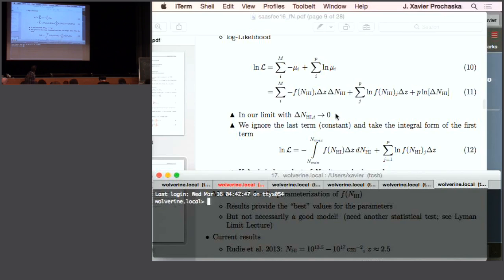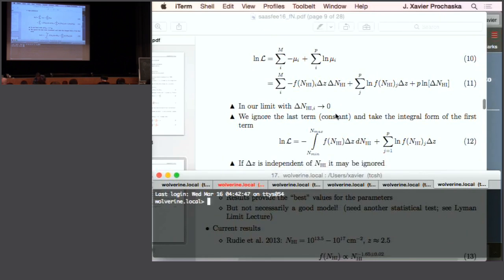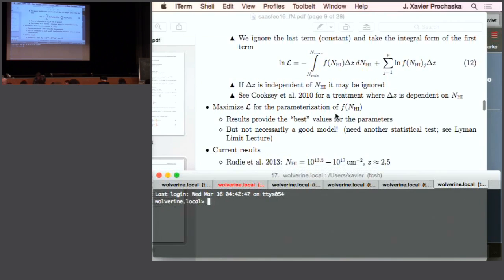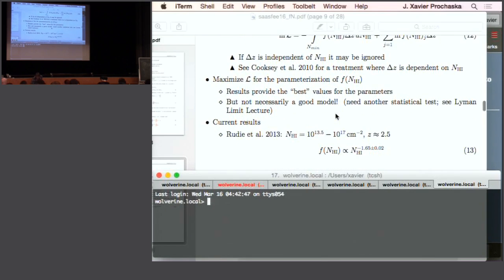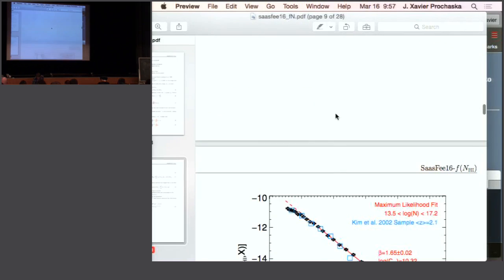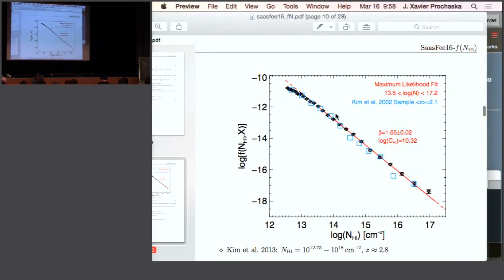Simple enough. So with that, you can calculate the likelihood for any functional form you wish to introduce for the distribution function, and maximize the likelihood on the parameters that describe that model to recover the best description of the data. Best in the statistical sense here. Not necessarily a good model. I'll show in the next lecture how we assess the model quality, but it's certainly the best in terms of the model you've adopted.